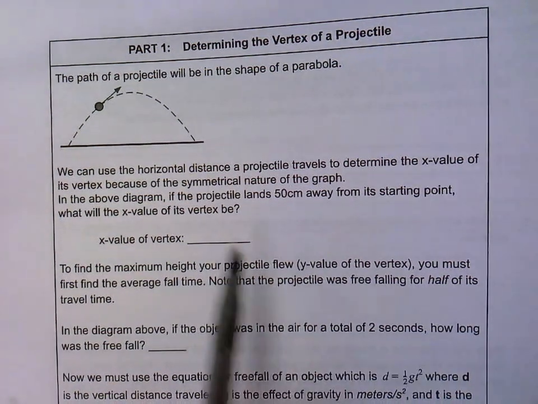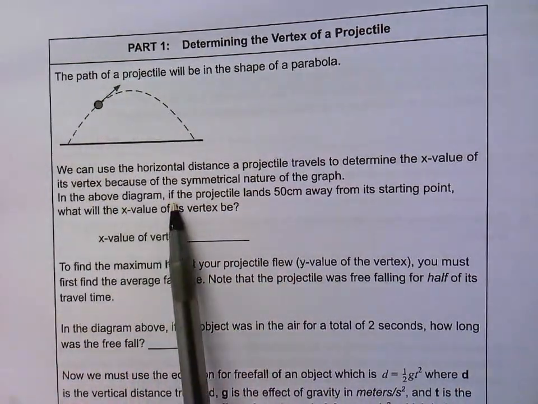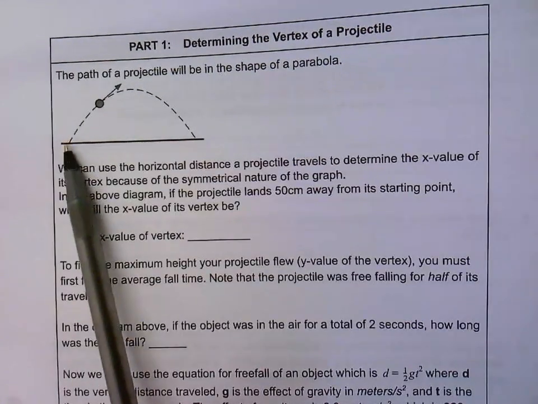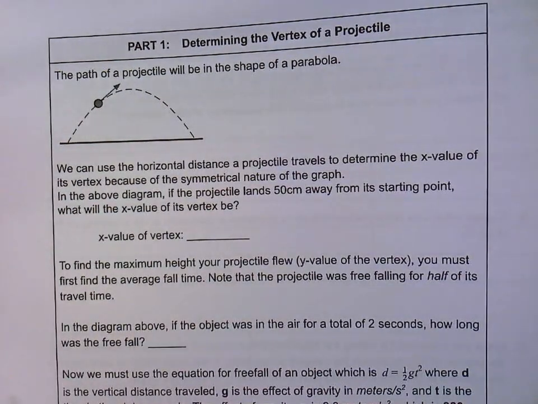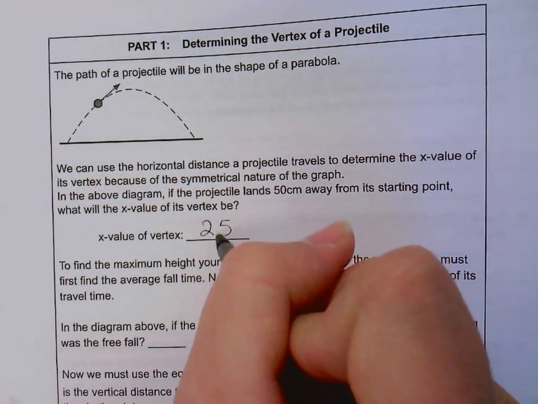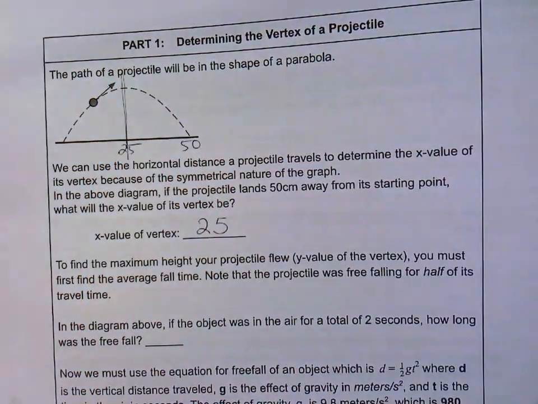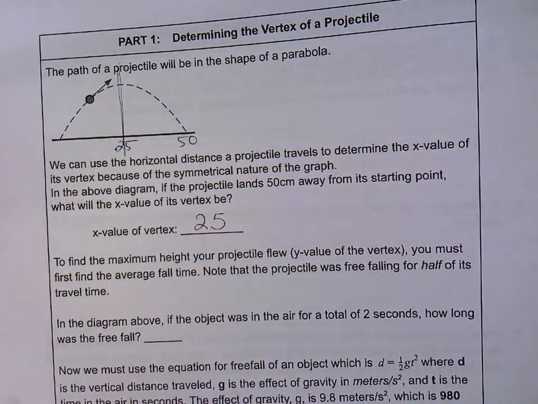So in this above diagram, if the projectile lands 50 centimeters away, because we're launching it off the ground, what does the x value of the vertex have to be? It has to be at 25, right? If this is 50, then halfway must be 25. There, you already know half of your vertex.